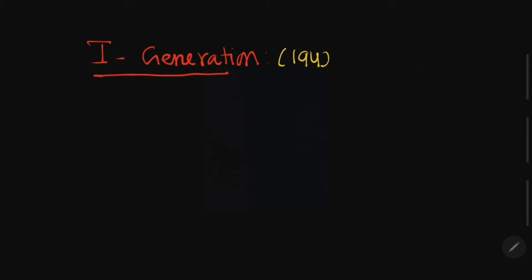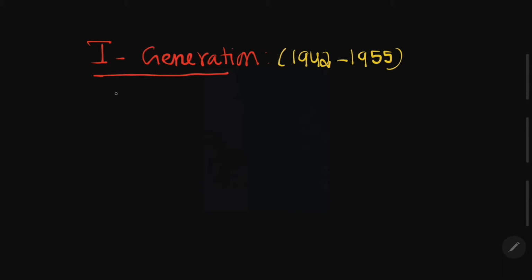First generation computers. The duration of first generation computers is 1942 to 1955. Okay, so this is the exact year. Some people write 1940 to 1956, which is also valid, but this is the measurement taken by most of the books.